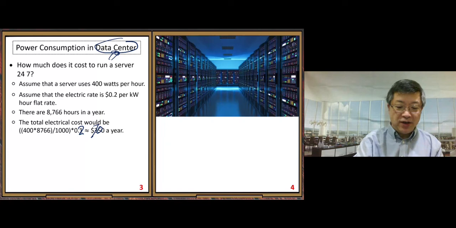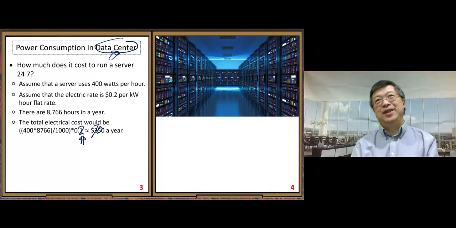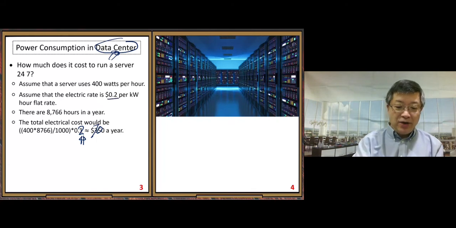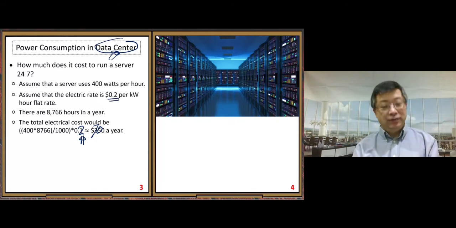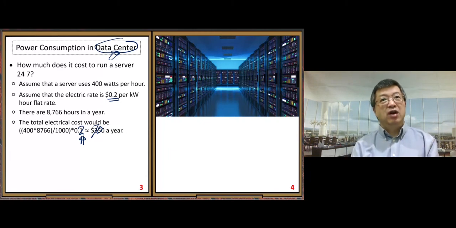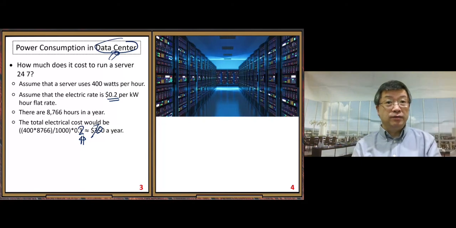So let me use this. The formula I got from the web uses 0.1, so that's why my calculation here shows 0.1, but the number I use should be 0.2. So it's $700 a year for one server.